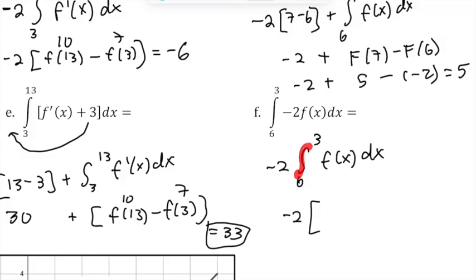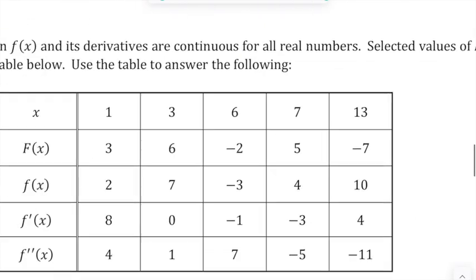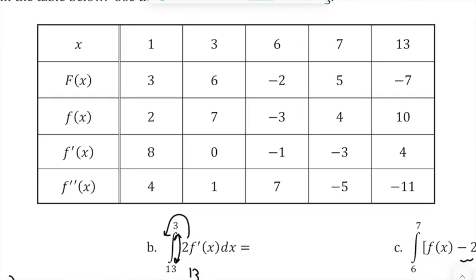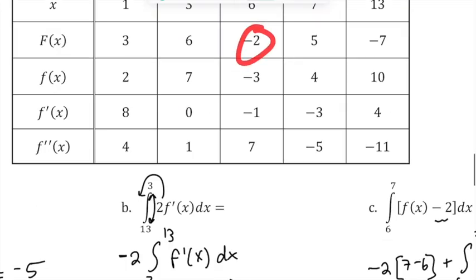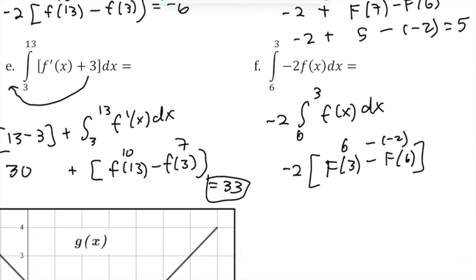So this is the integral of the function f. So this is going to be a capital F because it's the area under the curve. Plug in 3. Subtract capital F of 6. Going up to our table, capital F of 3 is 6, and capital F of 6 is minus 2. So this is going to give me 8 times negative 2, which equals negative 16.